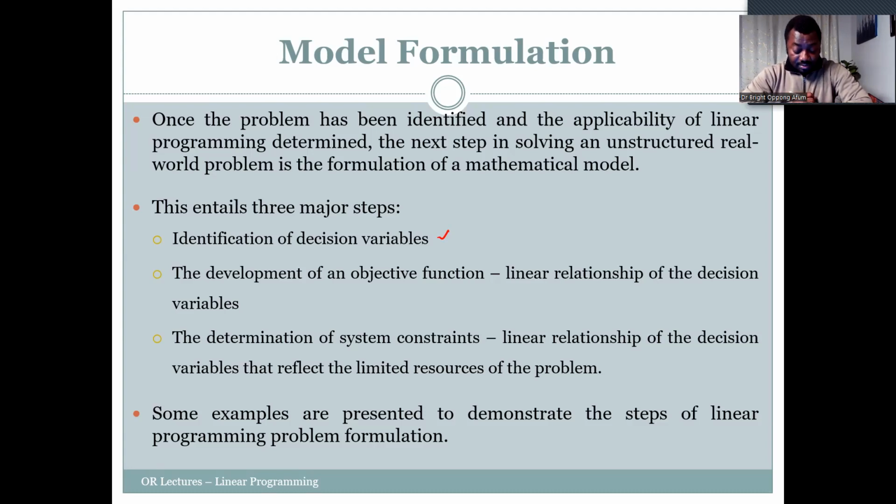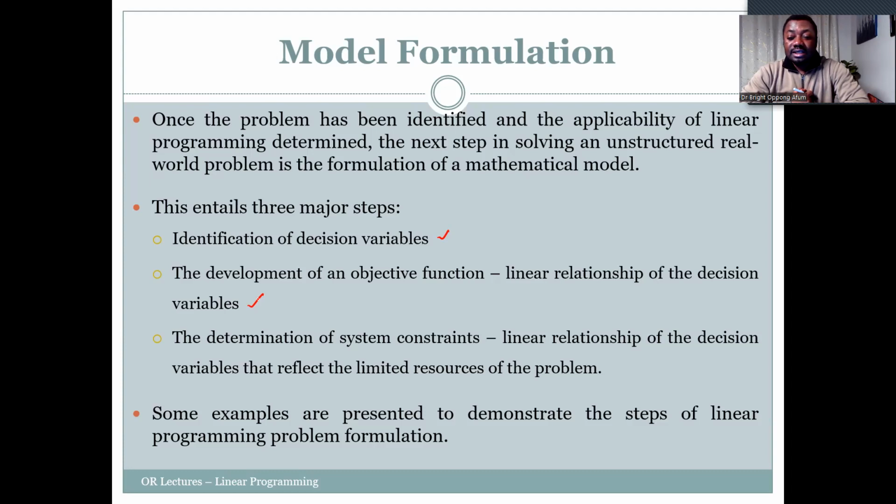Then we develop an objective function. An objective function is usually the linear relationship of the decision variables. Because it's linear programming, we find a linear relationship between the decision variables that will result in the final ultimate goal of solving the problem. For instance, that will result in finding the NPV of a particular project, finding the revenue of a particular project, finding the cost of a particular project, or finding the times of a particular problem.